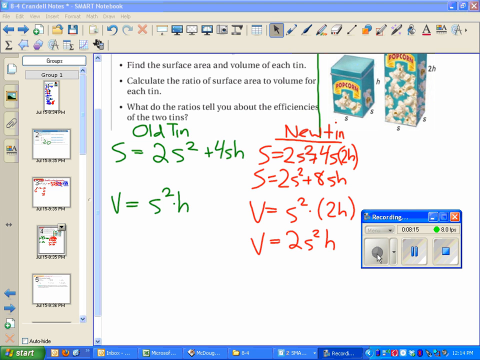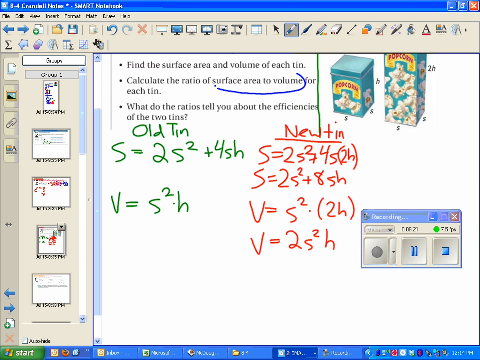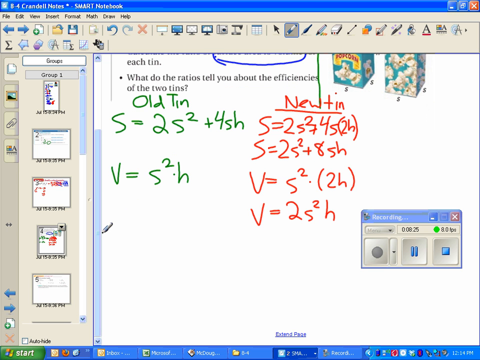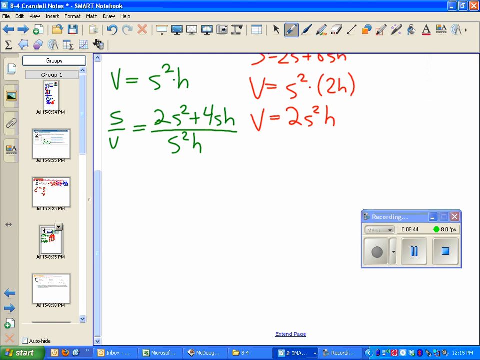Now we want to compare the ratios. So we want to calculate the ratio of surface area to volume for each tin. So we're going to just do S over V and calculate that. So for the old tin, S over V is equal to 2S squared plus 4SH, and that's all divided by S squared H. Okay. All right, so is there anything we could simplify there?